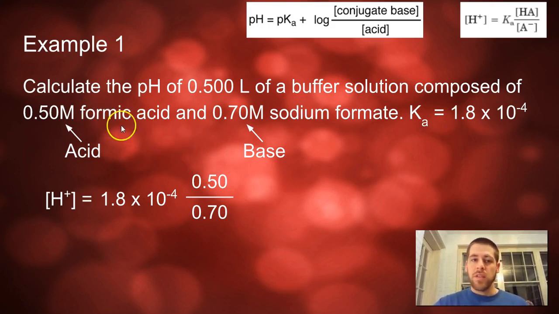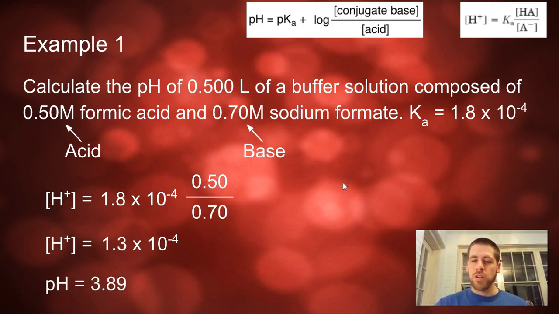Now technically the formic acid is dissociating a little bit, and so the HA is decreasing, but because our Ka is so small, that's a negligible amount. We don't have to worry about it. When you just run the numbers and then turn it into a pH by taking the negative log, you end up with 3.89.